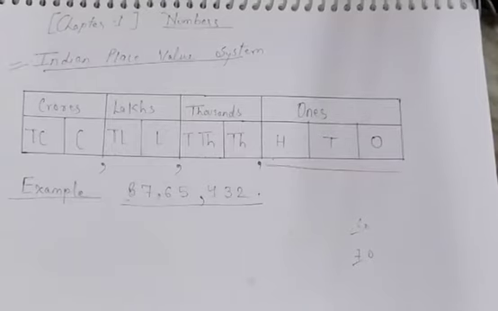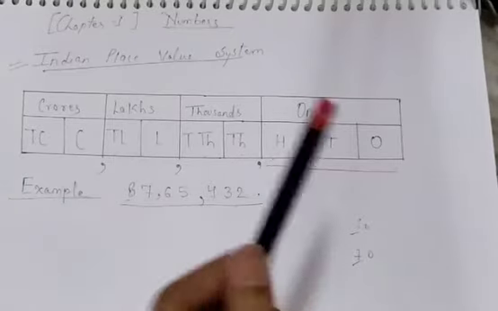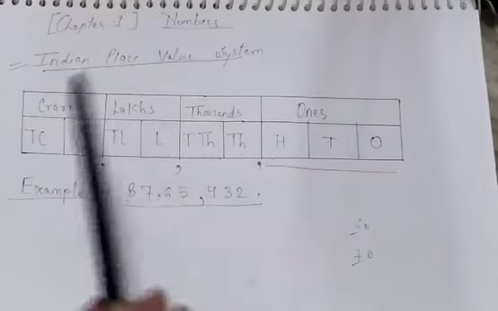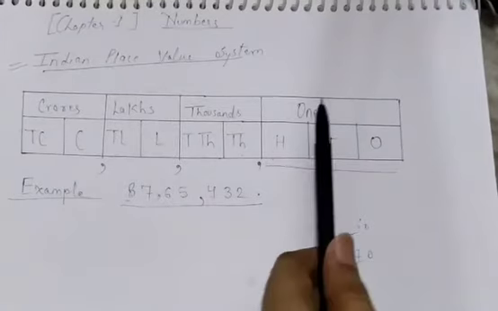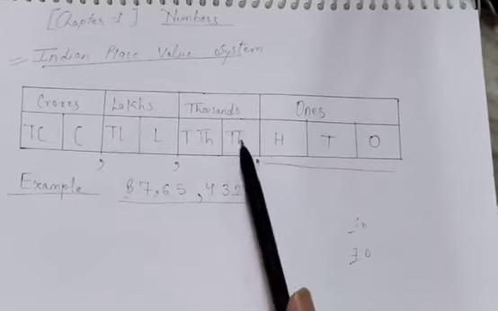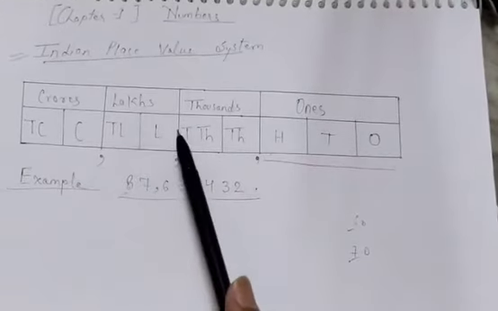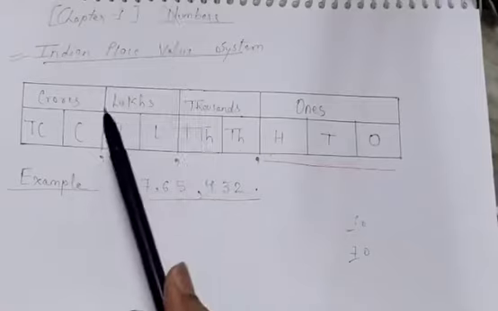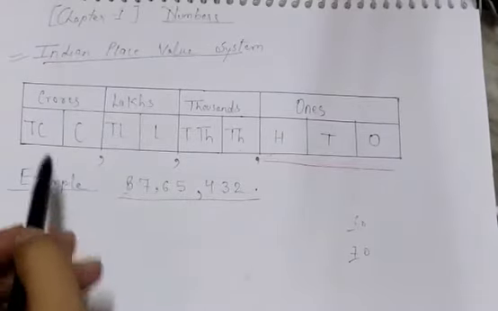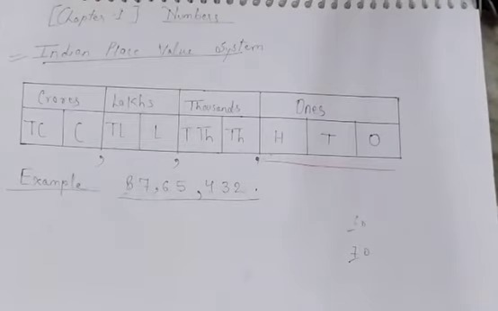As you can see in the Indian place value system, there are four sections: ones, thousands, lakhs and crores. And in one section there are three subsections, like ones, tens, hundreds. In thousands, that is thousand and 10,000; in lakhs, that is lakhs and 10 lakhs; and in crores, that is crores and 10 crores. So the numbers can be changed into each other by multiplying or dividing by 10.